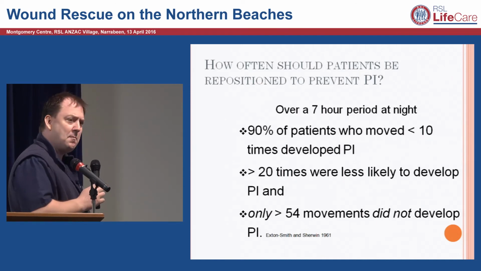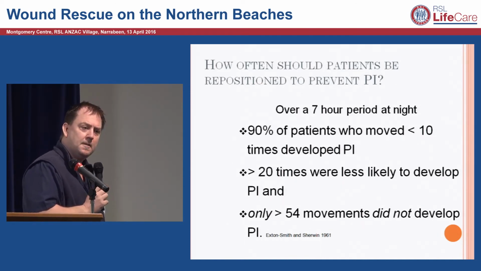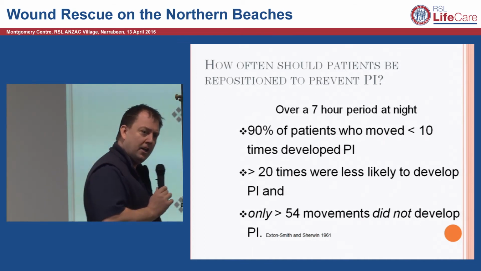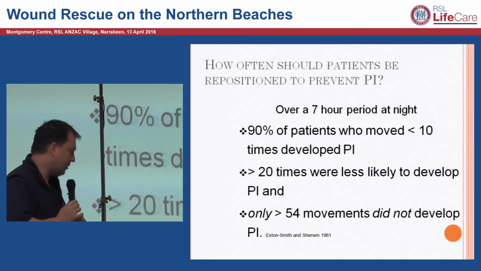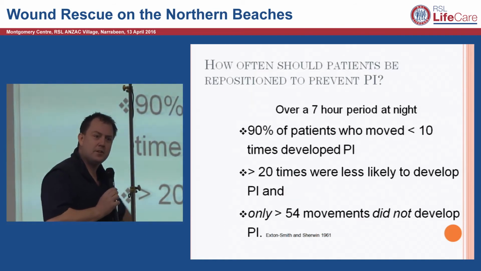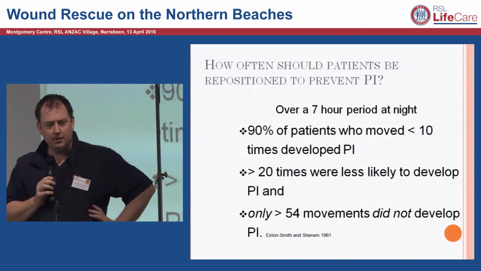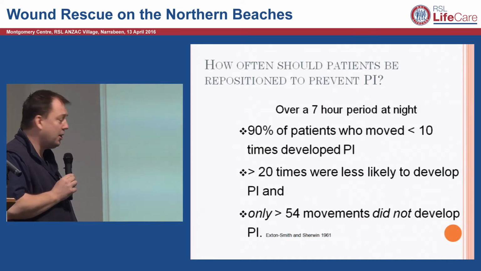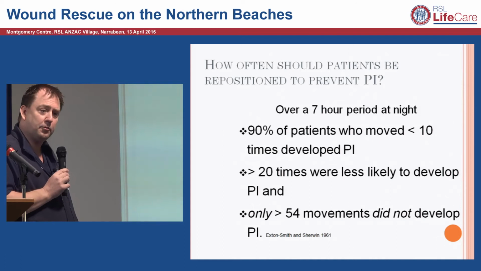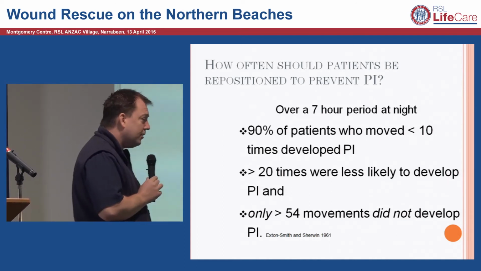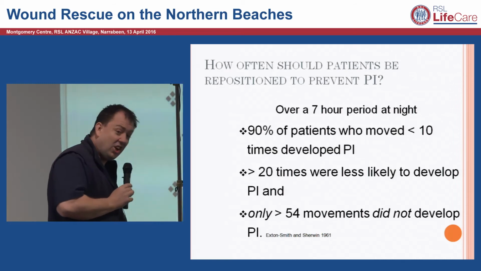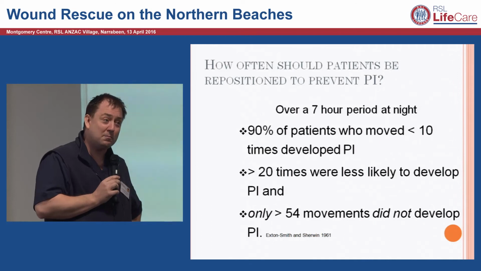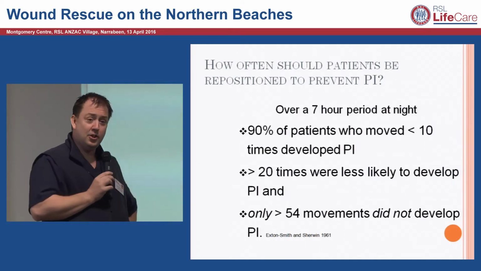So this is my most favourite piece of literature in the universe, because it's older than me, and there's no way in hell you'd get the ethics for this today. I met the lady who did this research. She's a lovely lady. 1961, in a 500-bed residential aged care facility in the UK, on a 7-hour night duty: 90% of patients who were turned less than 10 times developed a pressure injury. Those who were turned greater than 20 times were less likely to develop a pressure injury, but many still did. Only those who were turned greater than 54 times did not develop a pressure injury.